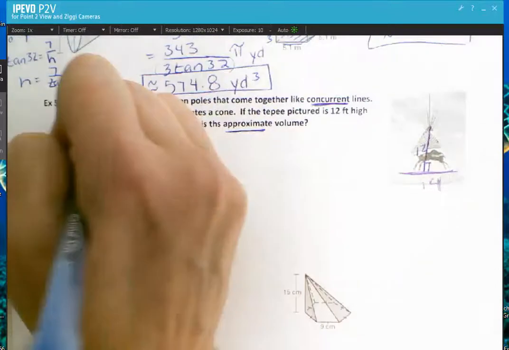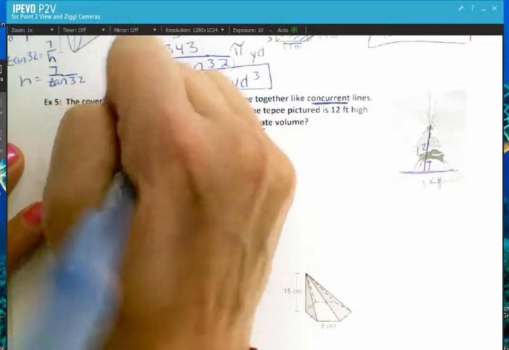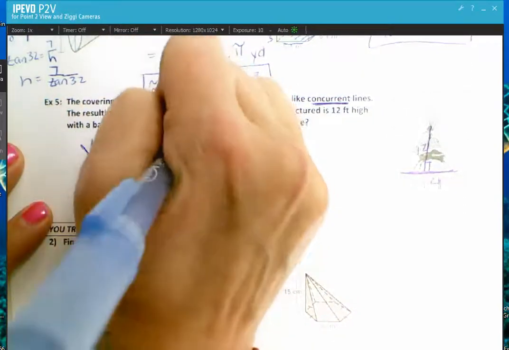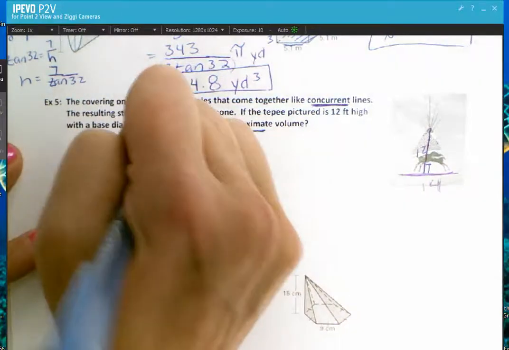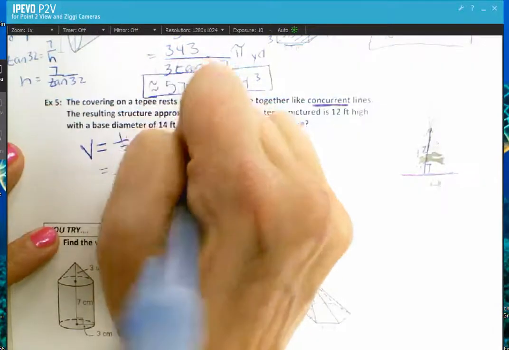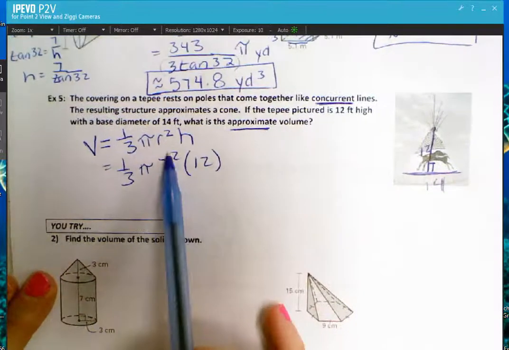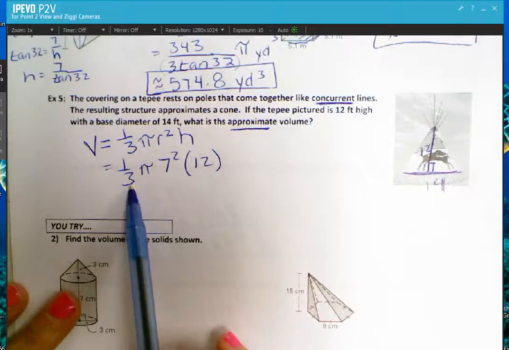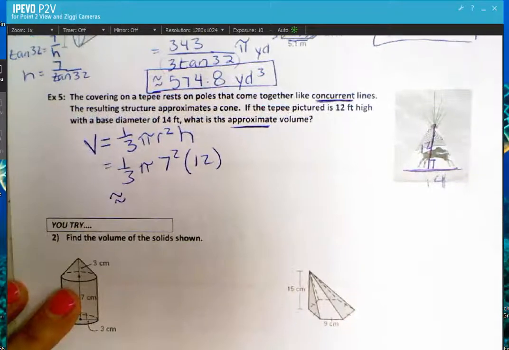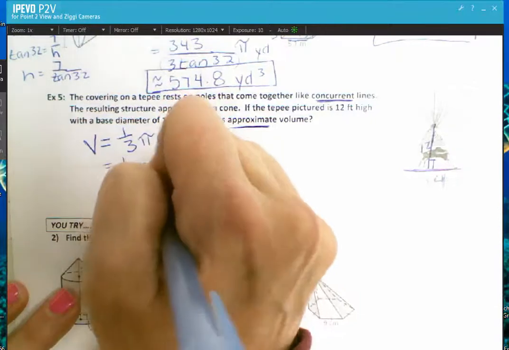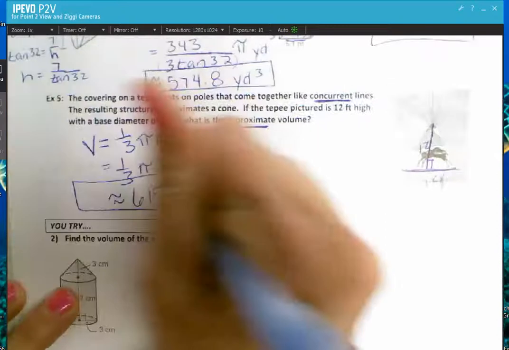Which makes our life easy because we can just approximate it. Volume, particularly of a cone, is 1/3 pi r squared, because that's the base area, times its height. Substituting in the pieces, I know pi r squared would be 7 squared times height, which is 12. So 49 times 12 divided by 3 times pi, however we get in there. I don't need an exact answer because it said approximate, so it's 615.8 feet cubed. Watch your units because you're dealing with volume.